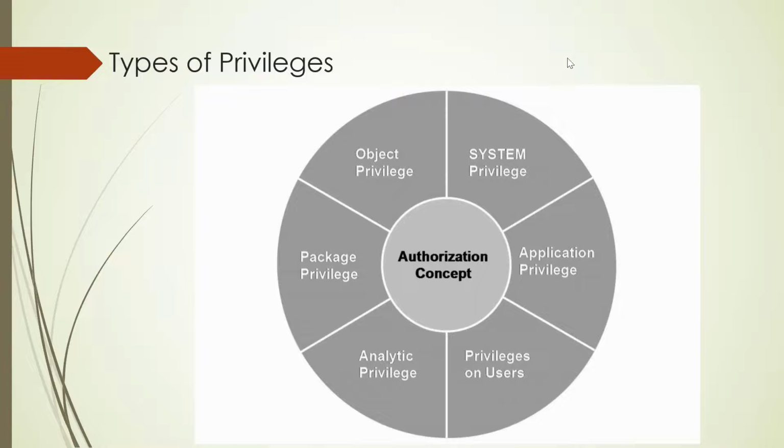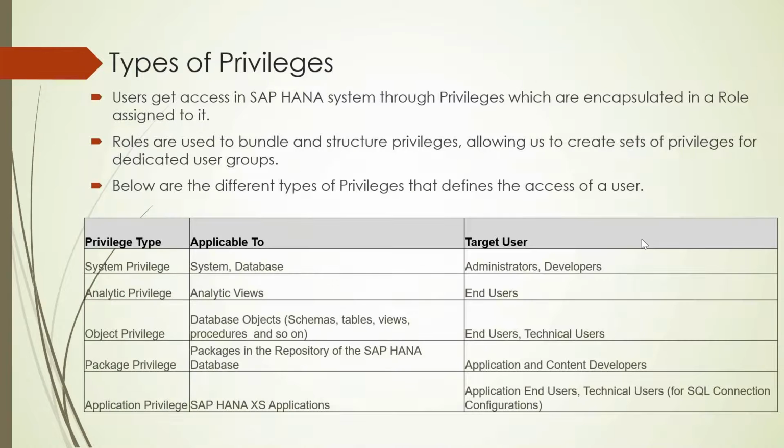Fine. Let me move to the next topic: privileges. System privileges we assign to administrators and developers, analytical privileges we assign to end users, object privileges we assign to end users or technical users, package privileges we assign to application and content developers, and application privileges we assign to end users. Object privileges are applicable to system, database, analytical views, then database objects like schema, tables, views, procedures, and so on.